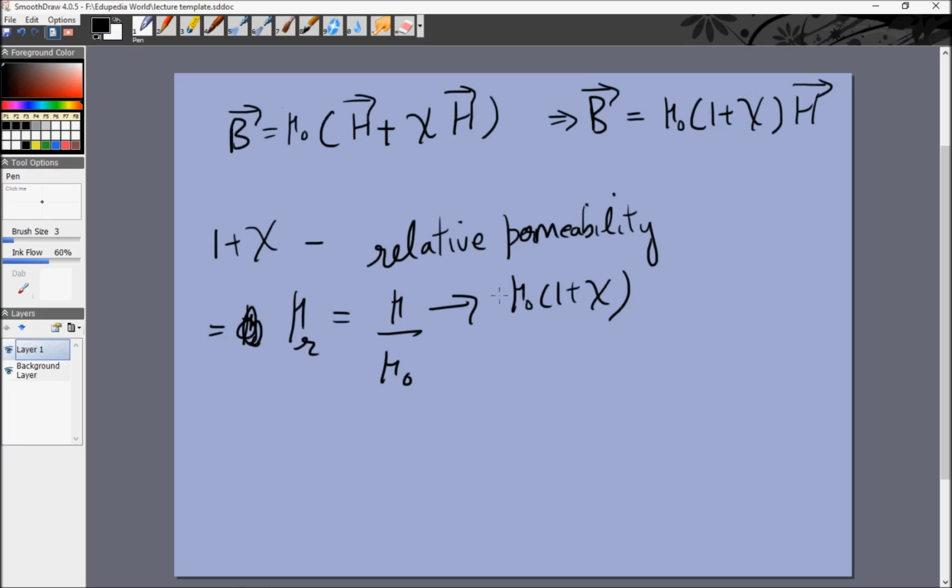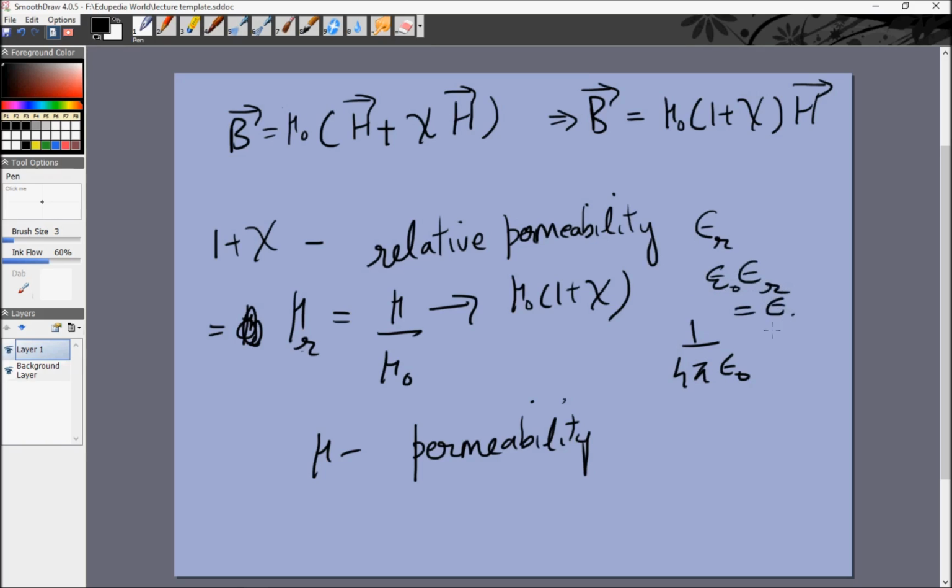So these are some other important terms. 1 plus chi, which is often written as mu r or mu by mu naught, is called relative permeability, and mu simply is called permeability. We've sort of come full circle. When we started electric field, we started with the formula 1 by 4 pi epsilon naught, and later we saw that this was only for vacuum. If a material has a relative permittivity epsilon r, then the net permittivity will be epsilon naught epsilon r, which can be written simply as epsilon. And so in materials, 1 by 4 pi epsilon naught became 1 by 4 pi epsilon.